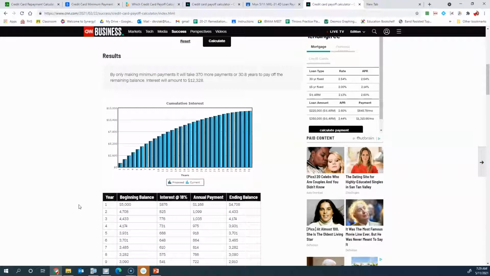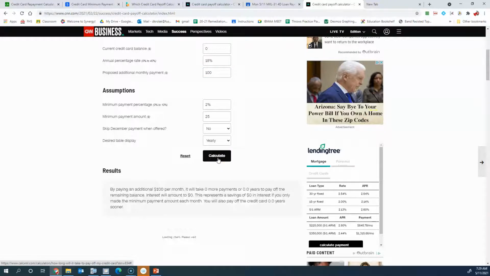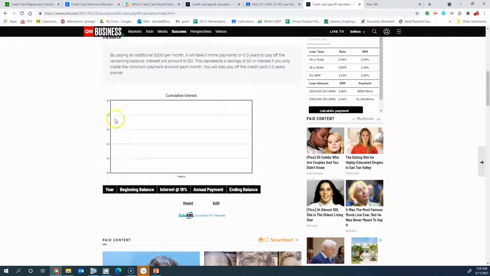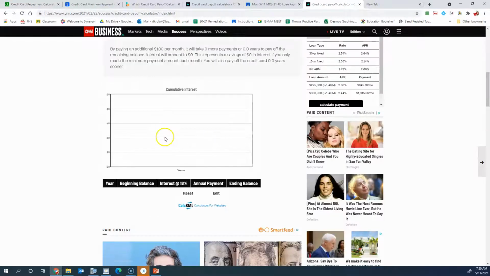Now look what happens if you take this and you switch it so that you pay maybe an additional $100. So you're not just paying the minimum, now you're going to pay the minimum plus 100. Okay, so now we calculate that.